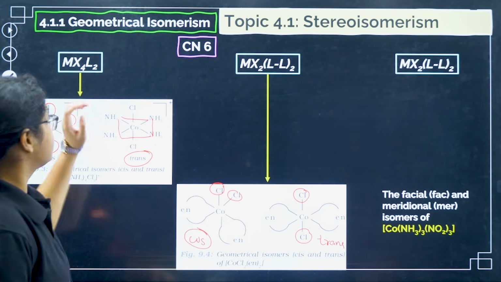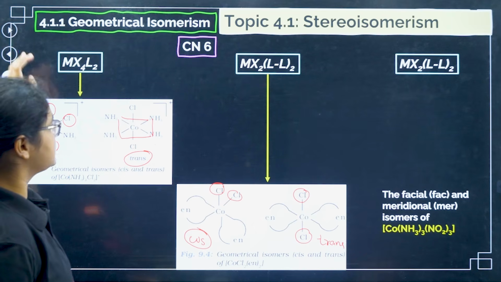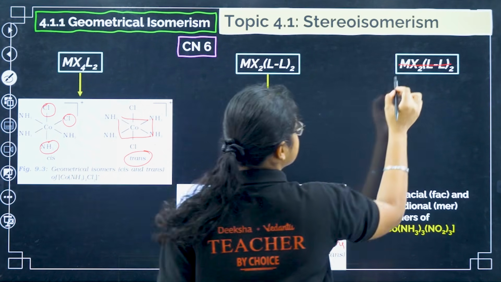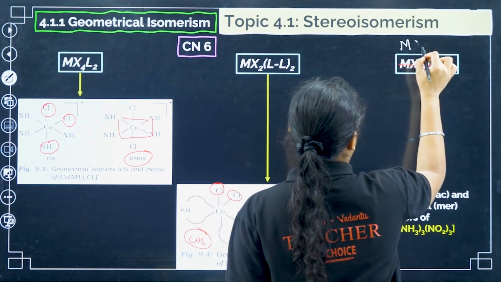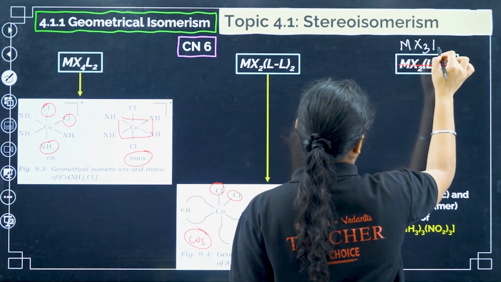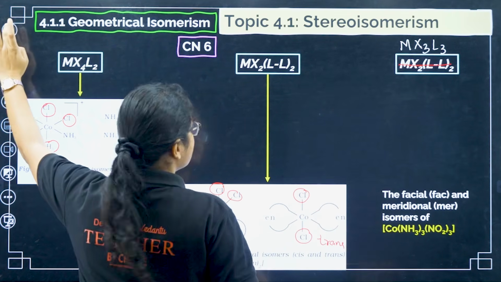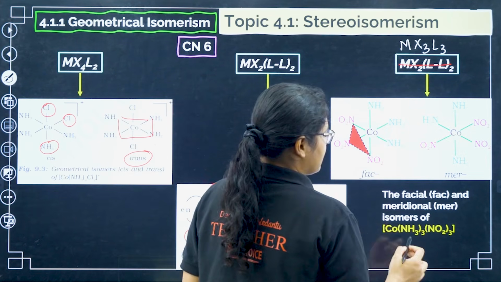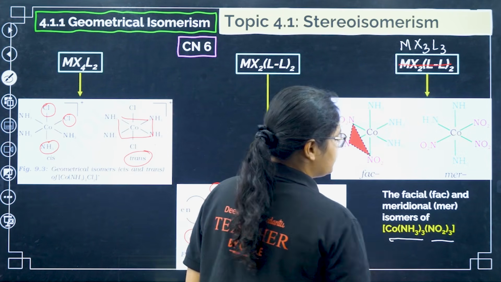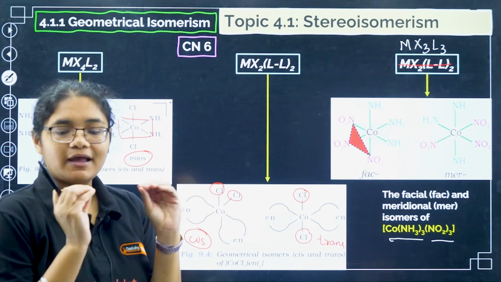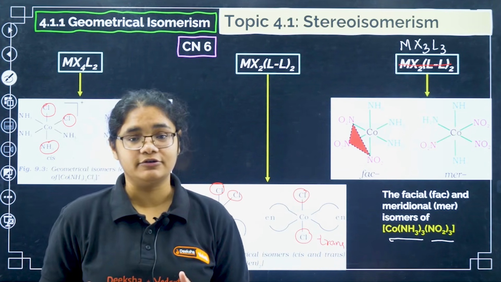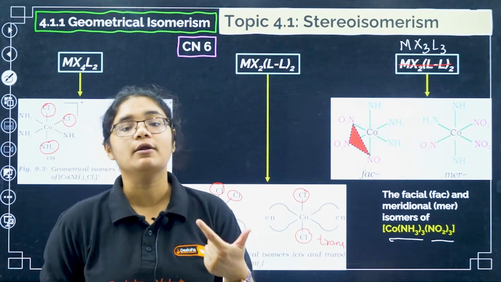Okay, next coming to this is your Ma3B3 type, MX3L3. So here we have 2 types of geometry. You can see the example of Co(NH3)3(NO2)3. Now when you have Ma3B3 type, we give a special name for that, not cis and trans. It is called facial or meridional.